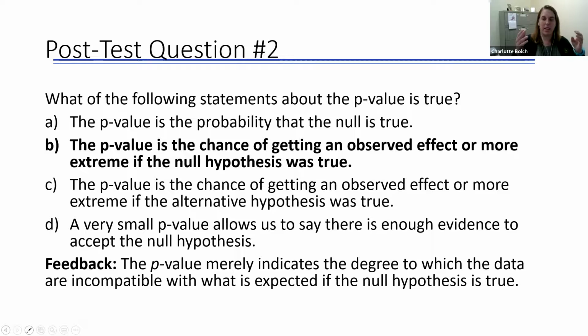So remember, we're saying that there's kind of no difference happening in the population. We take a sample, we calculate what's going on in our sample. And so this p-value is telling us the chance of getting an observed effect or more extreme if there's no difference. And so if there is going to be some kind of difference, that p-value is going to be really, really small. And so we reject our null hypothesis and conclude what we're trying to seek evidence for, which is the alternative.